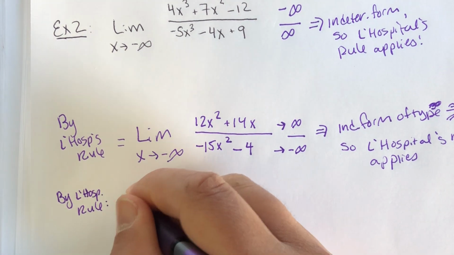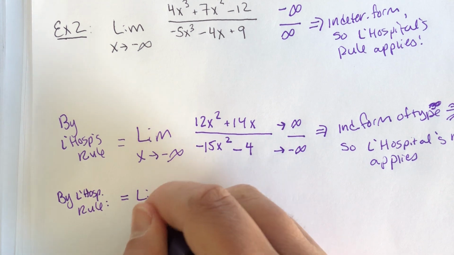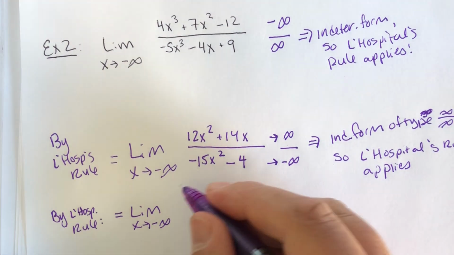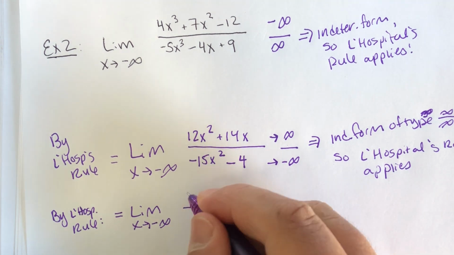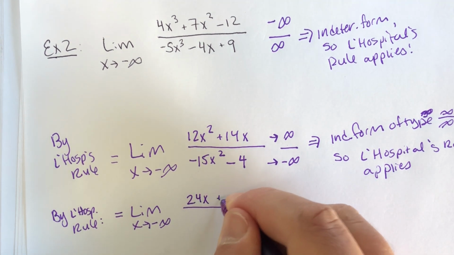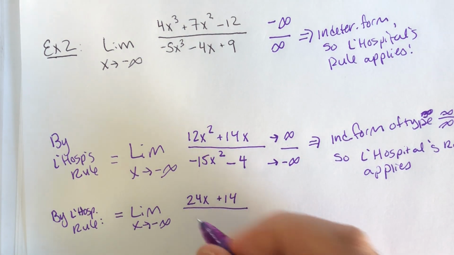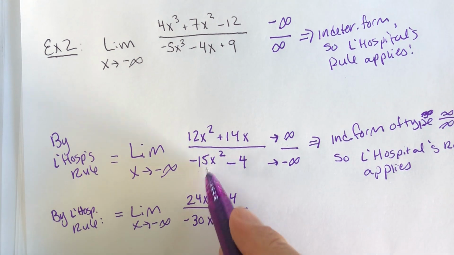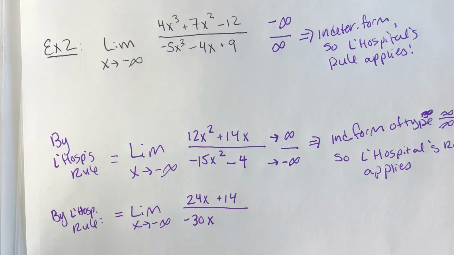Take the derivative of the top and the bottom. It'll be equal to the last limit, which is equal to the original limit we're looking for. Okay, the derivative of the top would be 24x plus 14. The derivative of the bottom would be negative 30x. That's it, negative 30x, because the 4 disappears.